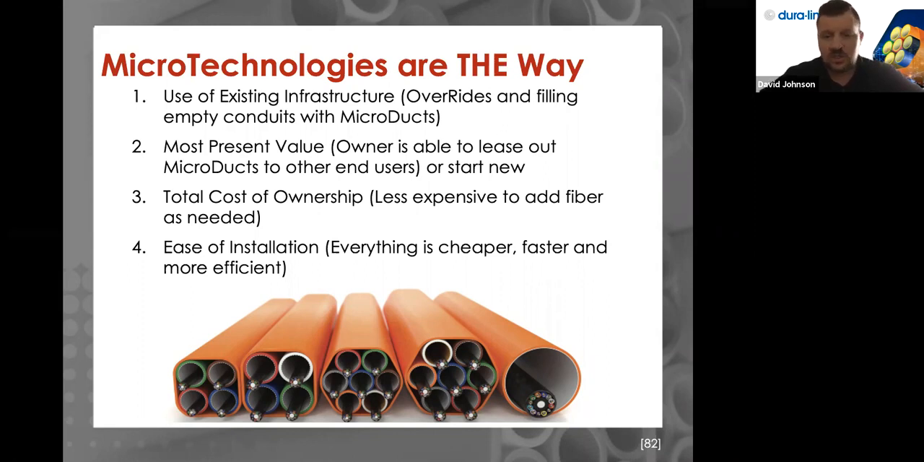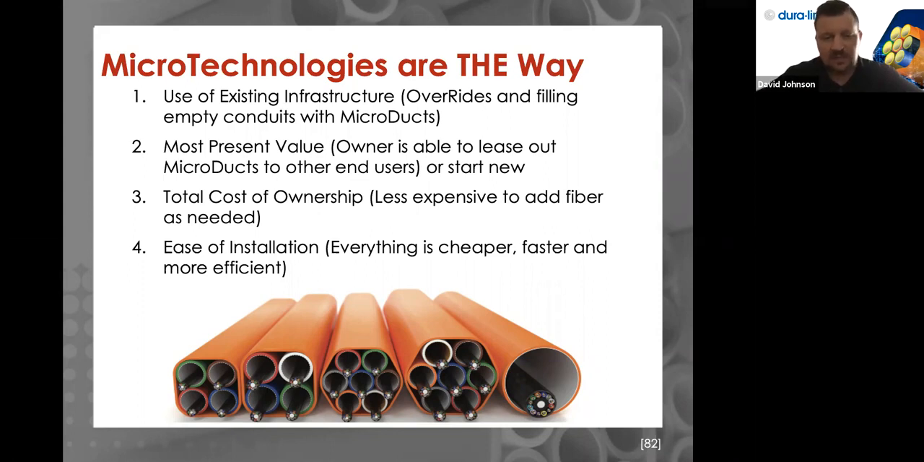3, total cost of ownership: the ability to add fiber down the road. I've got a 4-way in the ground. I'm only using 1 for now, but I've got 3 to grow into in the future. I have added capacity. Now I'm just paying $1 a foot to install a fiber instead of paying that $8 to $10 a foot to dig again, because I put just 1.25 inches in the ground.